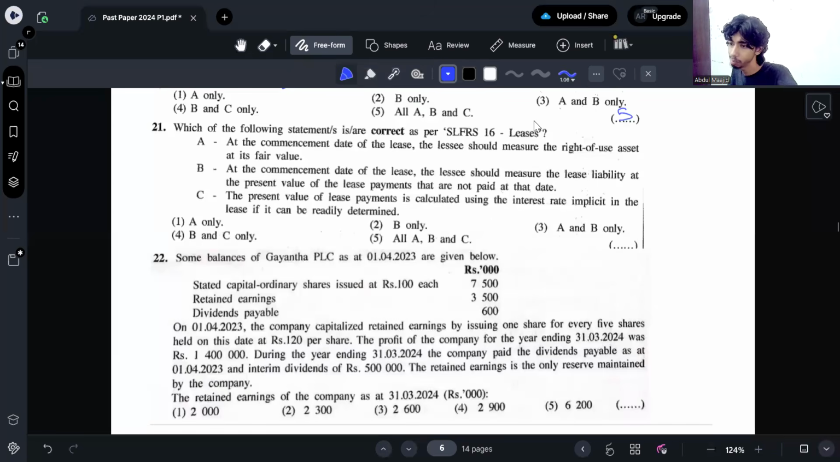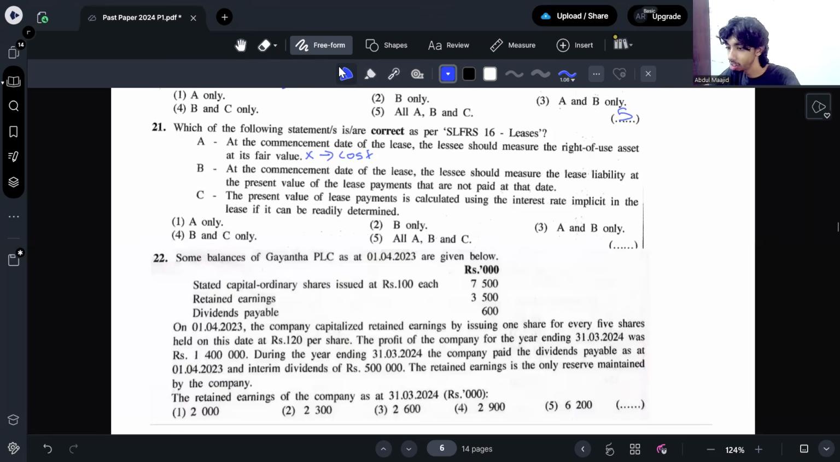Then 21. Which of the following statements are correct as per SLFRS 16 leases? A. At the commencement date of the lease, the lessee should measure the right of use asset at its fair value. Is that true or false? Correct or wrong? It is false. Okay, wrong. We measure at what then? At commencement date, you have to measure at the cost of it, not the fair value of it.